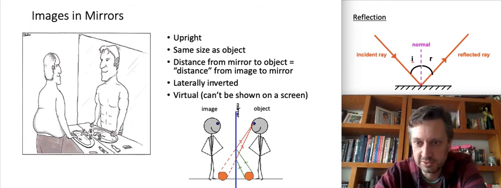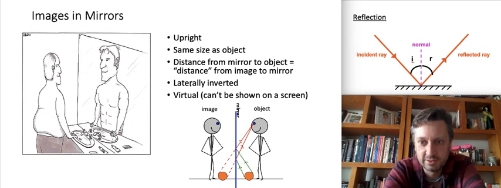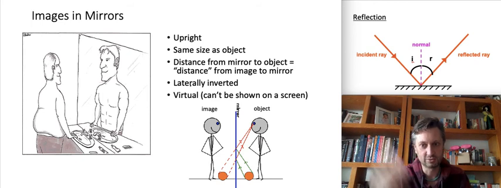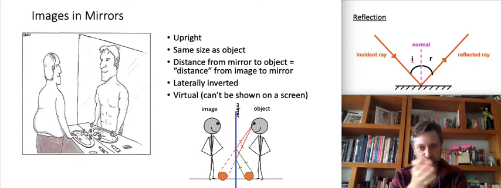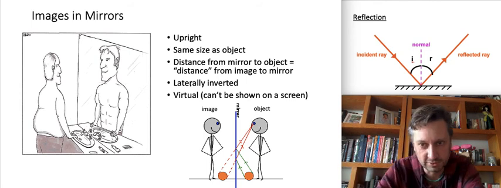And the last two might take a bit of explaining. The image is laterally inverted. Now you know this. It appears that your left-hand side appears on the right-hand side of your image in the mirror, and vice versa. It seems that the right-hand side of your face is the left-hand side in the mirror. It's laterally inverted, not upside down, but sideways inverted.